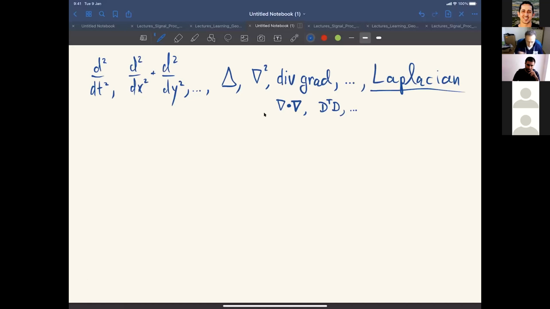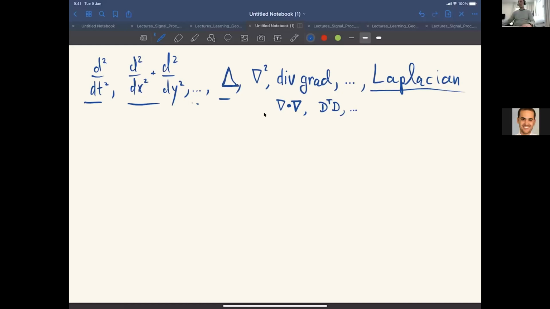But so we talked about Laplacians, either in 1D, in 2D, wherever. This is how you denote them, either as this delta function or like that or like that. And this was the Laplacian.